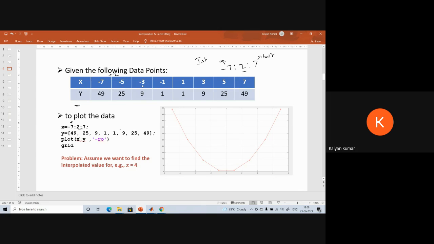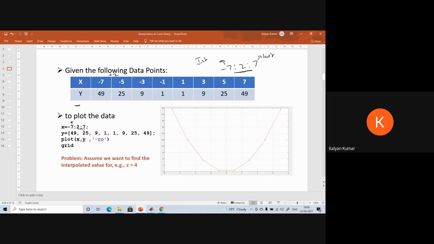So the X values have a common difference; all are displaced by +2. Instead of writing all the values, I use array creation with colon notation. So X equal to -7:2:7 will create the data set from -7 to +7 as given in X. Next, the Y values I have taken as they are.